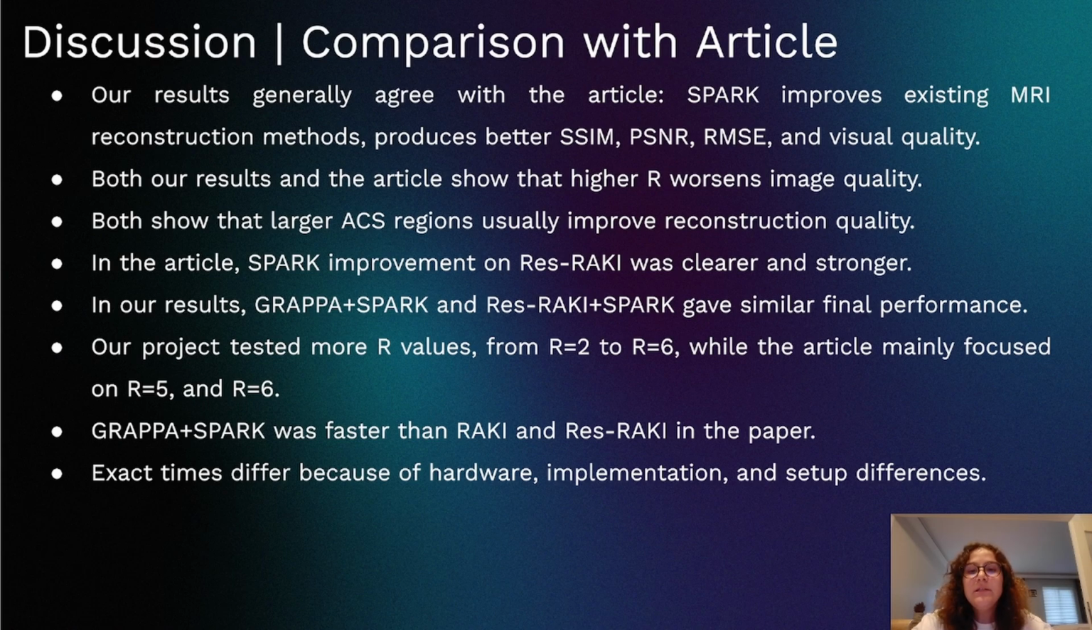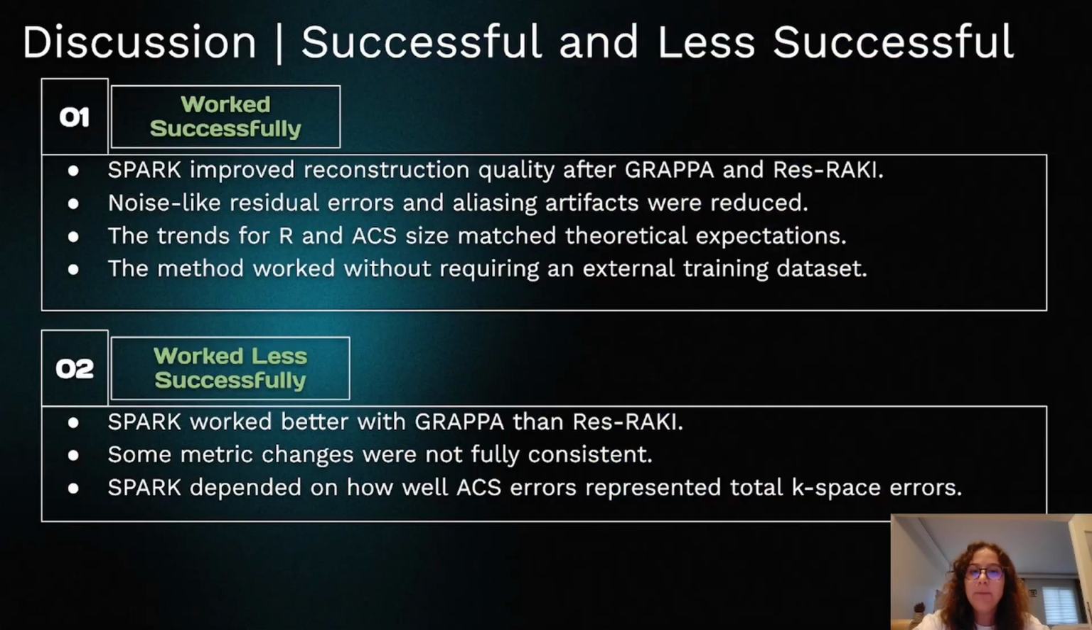In the article, Spark's improvement on residual Raku was clearer and stronger, whereas in our experimental data, it is more similar to Grappa and Spark. In the article, they focused on higher acceleration values. However, we focused on lower acceleration values as well. When we look at the computation time differences, we observe that the times are different. It can be because of the hardware implementation and setup differences. However, the ordering of the reconstruction methods' computation times was the same.